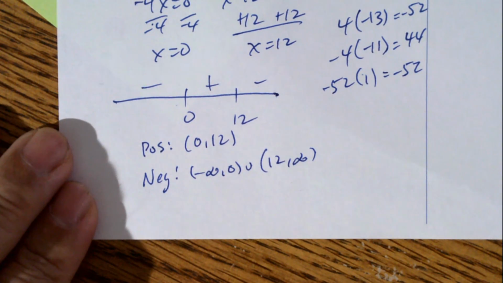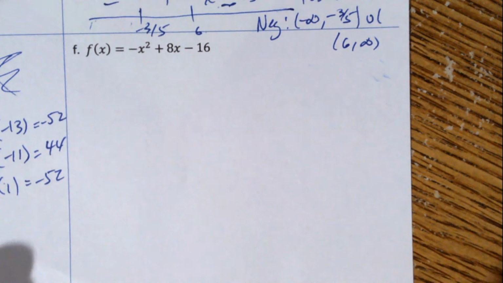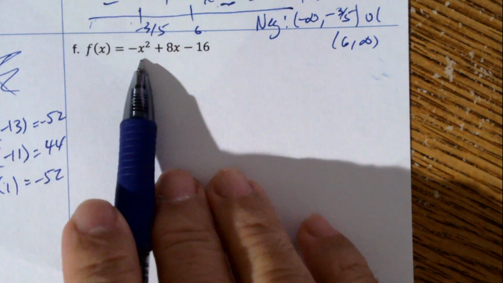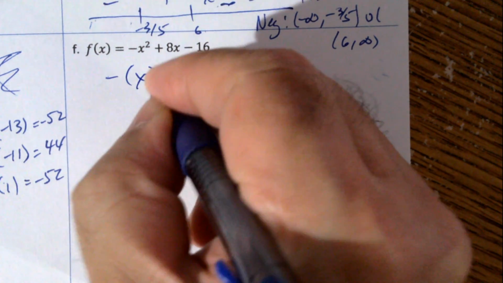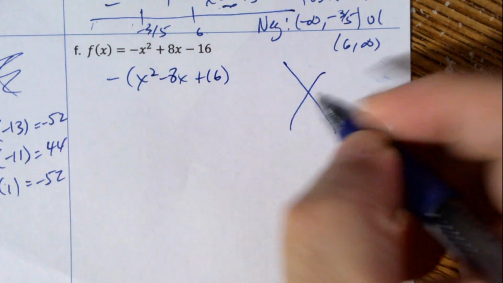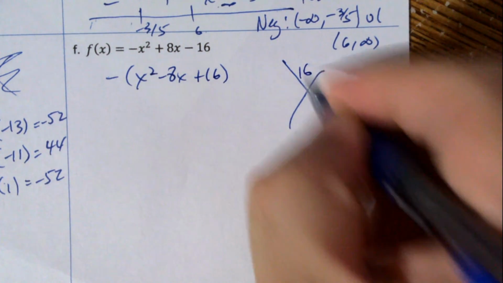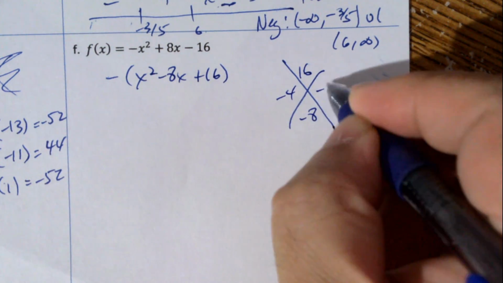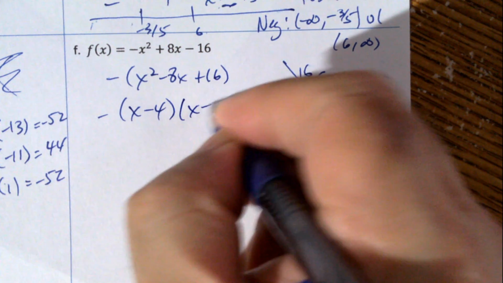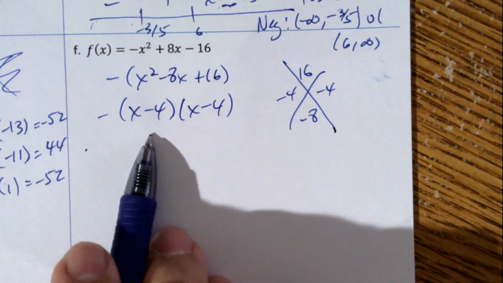Okay, last example. Example F. Okay, so here we got negative x squared minus. Okay, so whenever there's a negative up front, I'm going to take a negative out. So it's x squared minus 8x plus 16. Then what are the factors of 16 that combine to make negative 8? So it's negative 4 and negative 4. So that means I got negative x minus 4 times x minus 4. It's the opposite of x minus 4 times x minus 4.